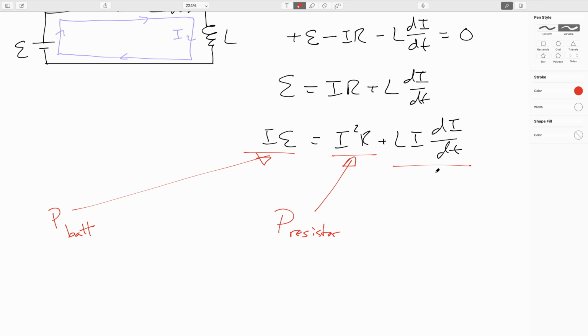So then that leads to the question of how do we interpret this? It definitely has the units of watts, or joules per second, but what kind of physical interpretation can we give to that term? Go ahead and pause the video and see what you can come up with for that.